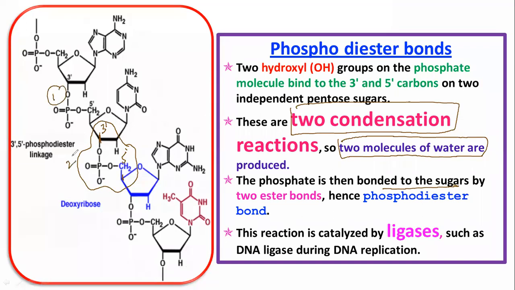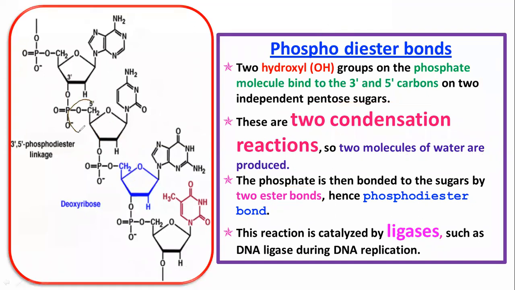Let's suppose this phosphate is bonded over here. Then it means that there are 2 bonds helping them to bond. One bond was formed here and the other bond was formed here. So we say that there are 2 ester bonds present over here.